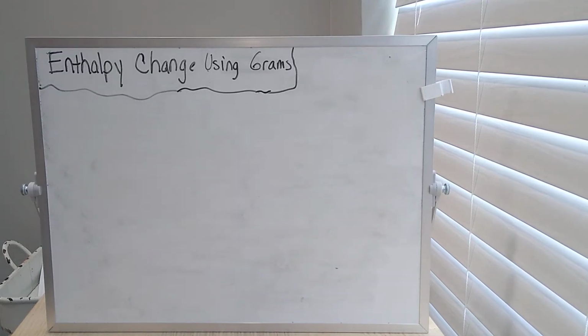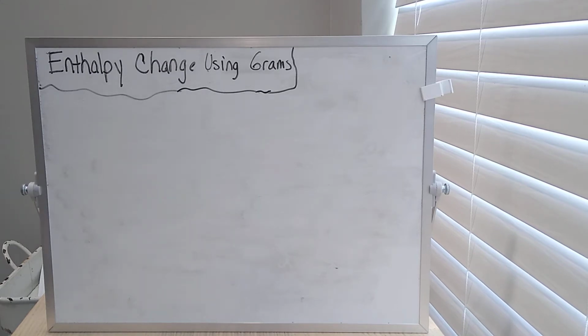Okay, chemistry students. So in the last video, we calculated the change in enthalpy in a balanced equation. Now we're going to take it up a notch and do the same thing, but we are adding an extra step. We are given the mass of a certain reactant, and we have to figure out with that mass how much enthalpy we would have.